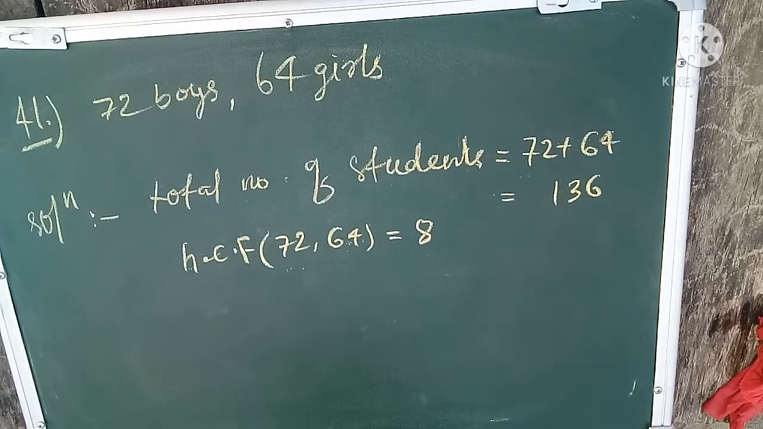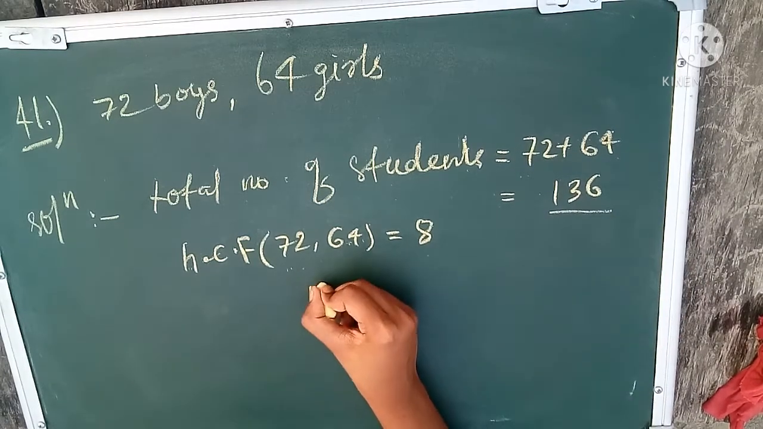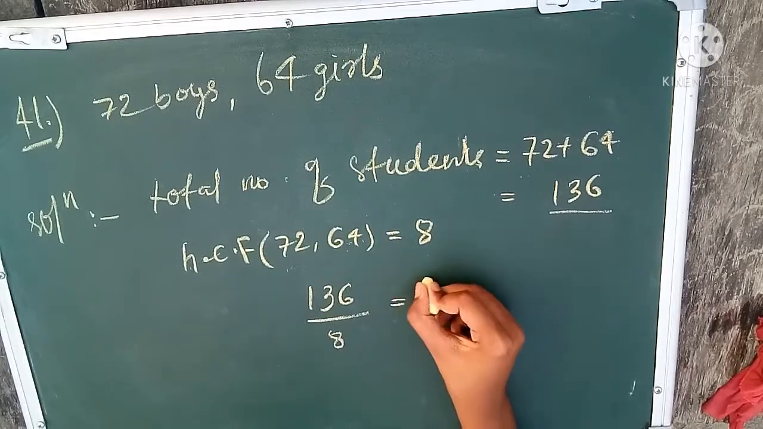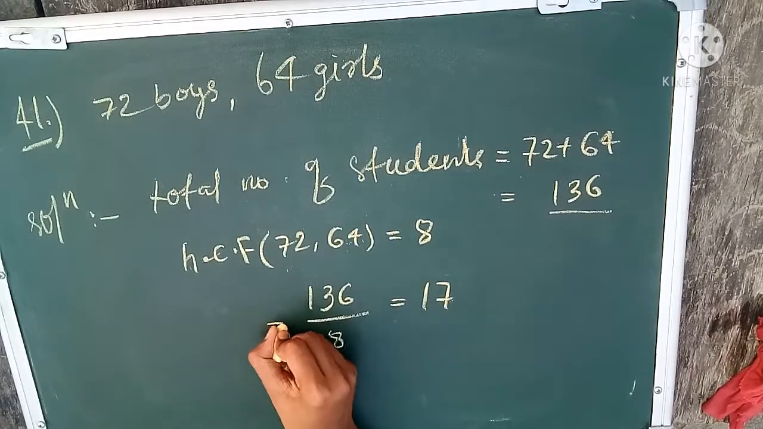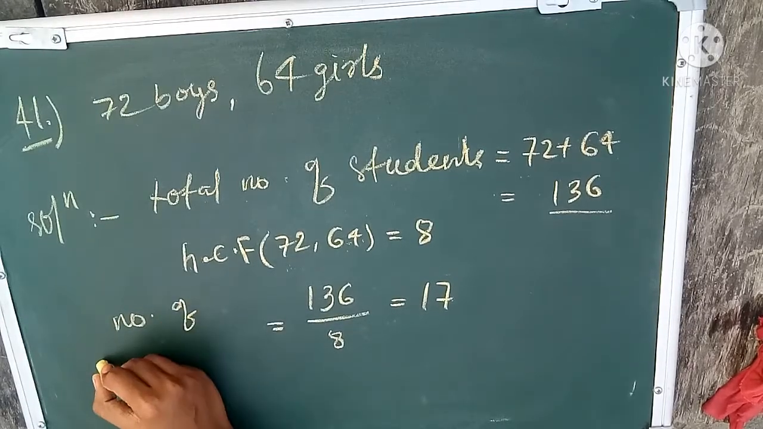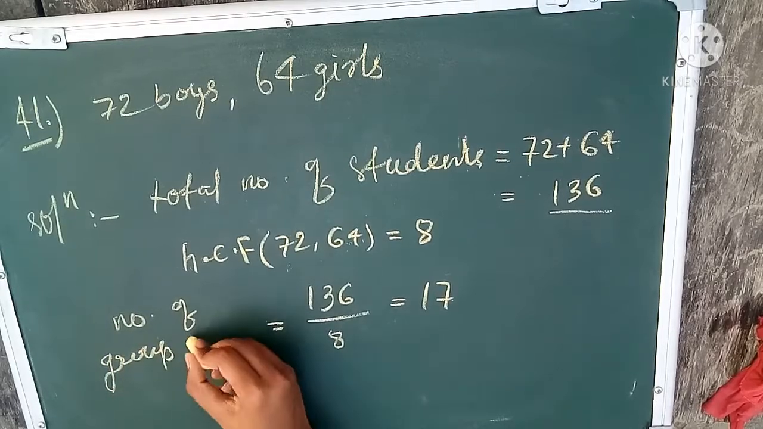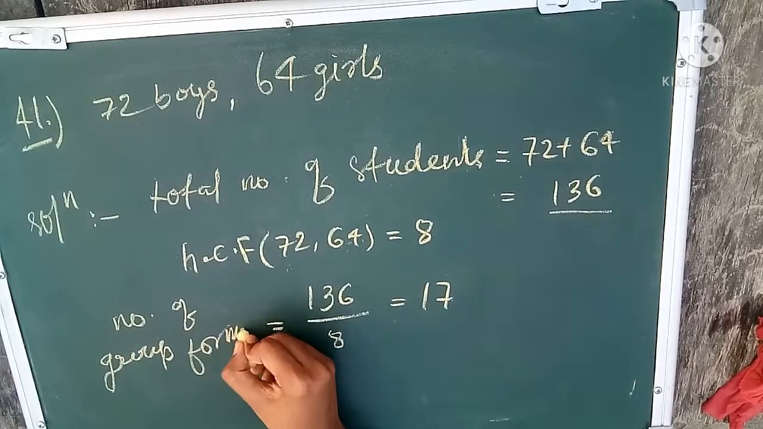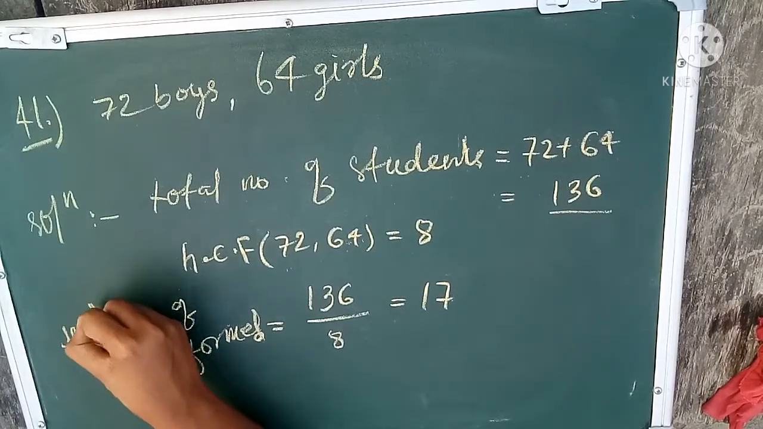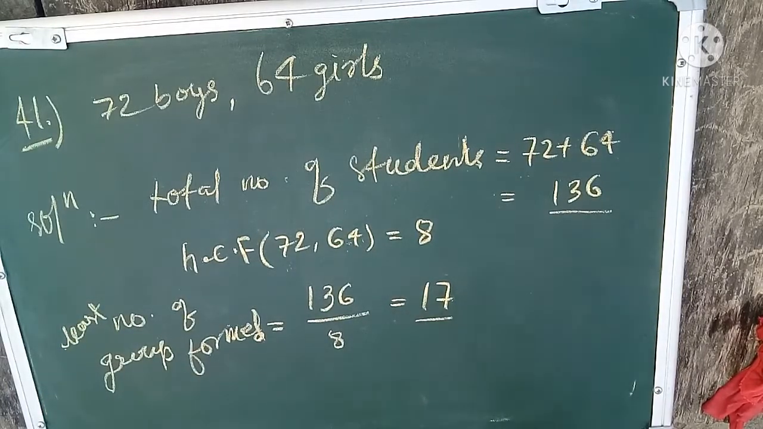The next step is we need to divide the number of students by the HCF. So we have the total number of students as 136, and if we divide it by 8, then we will get 17, which is equal to the total number of groups formed. Or we can say that the least number of groups formed is equal to 17.